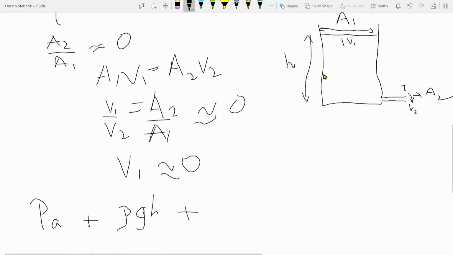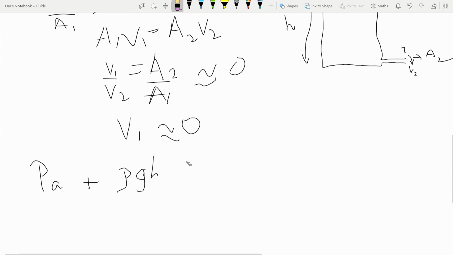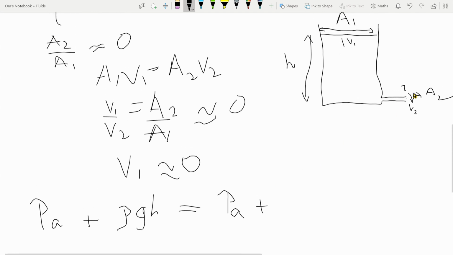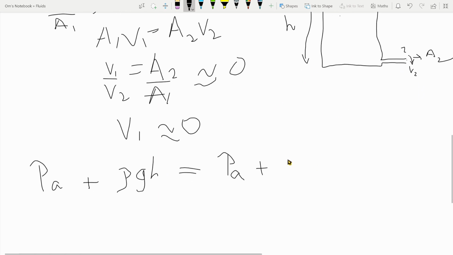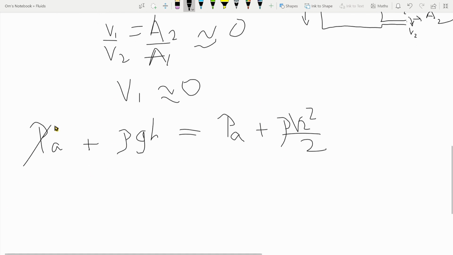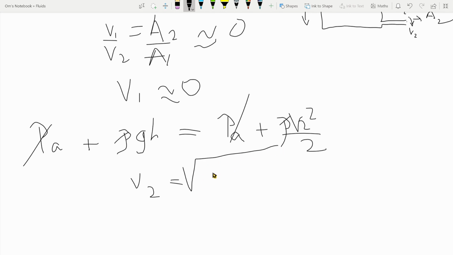However, we just saw that v1 is approximately equal to 0, so we can neglect that term. This is equal to PA again, because this is again equal to the atmospheric pressure, plus, since we already accounted for the height, I'm not going to write the rho g h term. Instead, the term over here is going to be rho v2 squared by 2. So I can cancel the PA on both sides, then I can cancel rho, and I'll find that v2 is equal to root of 2gh.